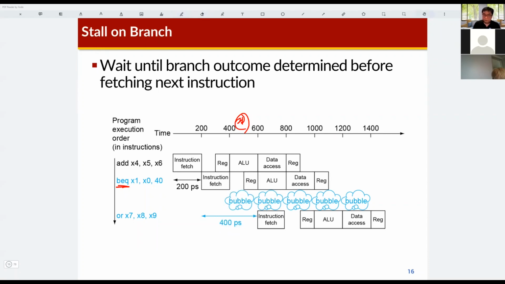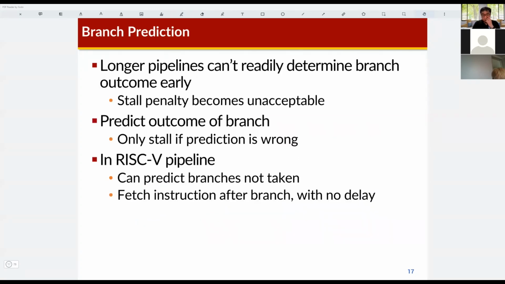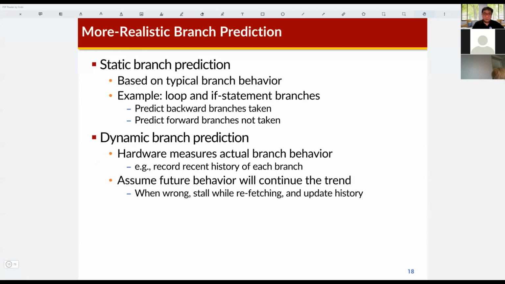Okay, that is the control hazard. In order to reduce the control hazard, we can apply the branch prediction technique. We will learn about this branch prediction technique later.